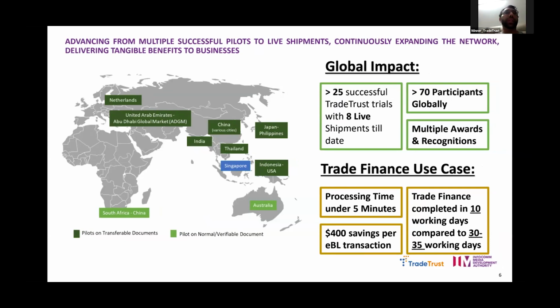Just to highlight one use case, specifically our trade finance use case, using the TradeTrust framework, we actually had 5 parties interoperating on a trade finance use case with a letter of credit. The processing time was under 5 minutes for everyone in the chain. So all 5 parties, under 5 minutes, were able to process the document. They actually saw savings of $400 per eBL transaction. And the whole trade finance flow, which would normally take 30 to 35 days, was completed in 10 working days.